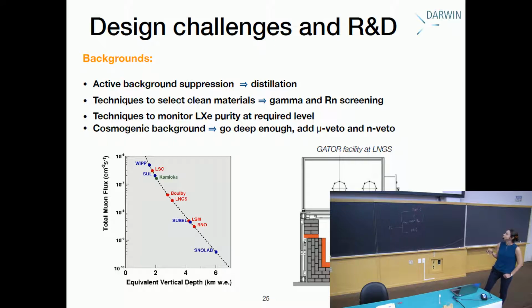So right now, how we address this is that we screen our materials to get the cleanest materials that we can get, as for example, copper and stainless steel. And we have this facility in LNGS called Gator that is gamma spectroscopy.